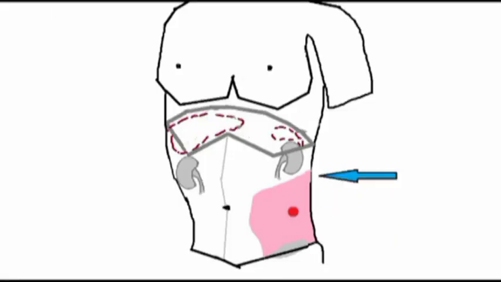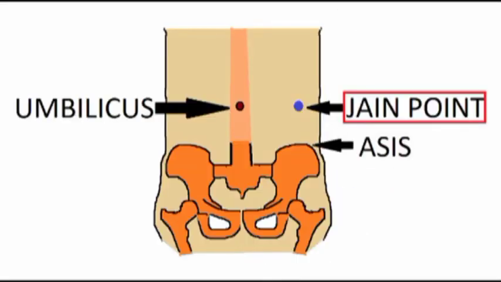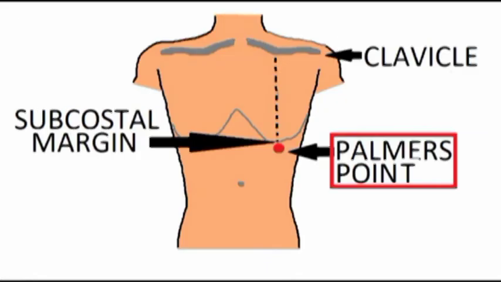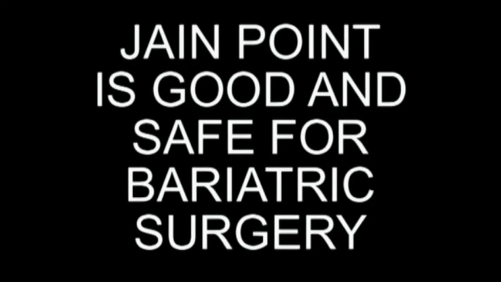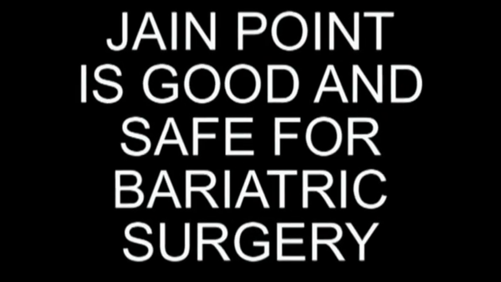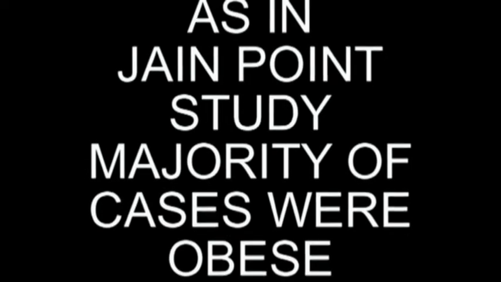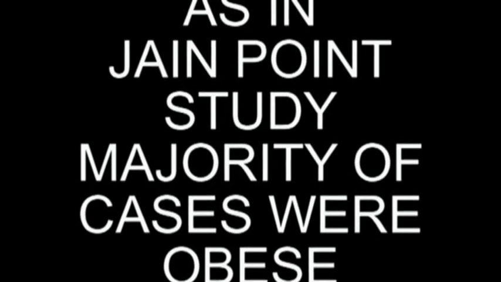Jain point entry is in almost organ-free and adhesion-free area. It is easy to locate because anterior superior iliac spine and umbilicus both fall in sterile area of surgical field. The location taken for Palmer's point are mid-clavicle and a subcostal area in which clavicle is outside the sterile field for surgery. Jain point is good and safe for bariatric surgery, as in Jain point study, majority of patients were obese. Jain point is good for general surgeons, oncosurgeons, and urosurgeons as well.